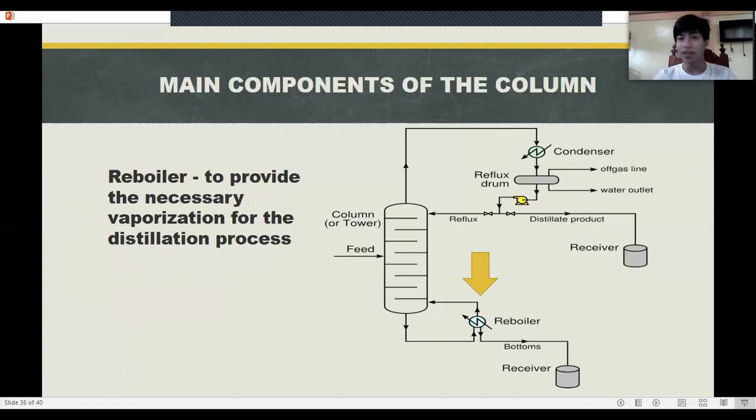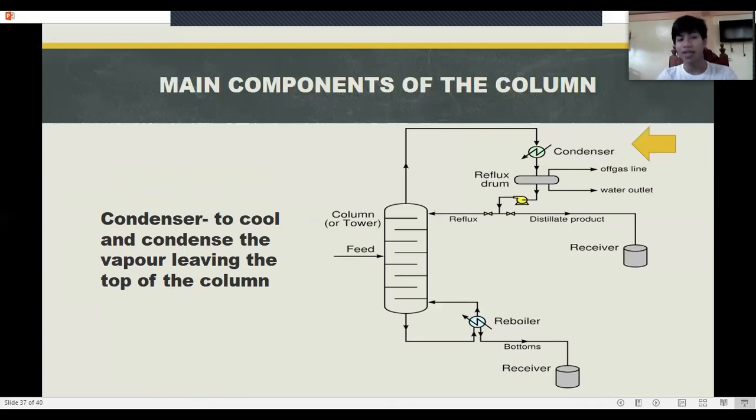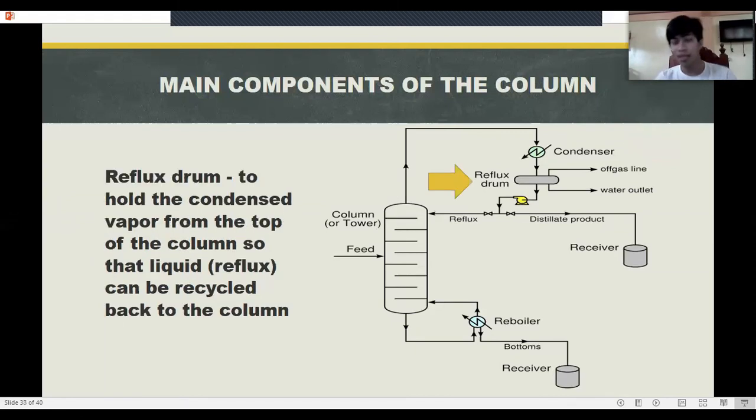Next is the reboiler. It is used to provide the necessary vaporization for the distillation process. Next is the condenser. It is used to cool and condense the vapor leaving the top of the column. Next is the reflux drum. It is used to hold the condensed vapor from the top of the column so that the liquid reflux can be recycled back to the column. This is the reflux drum, and this is the reflux or the recycled material.